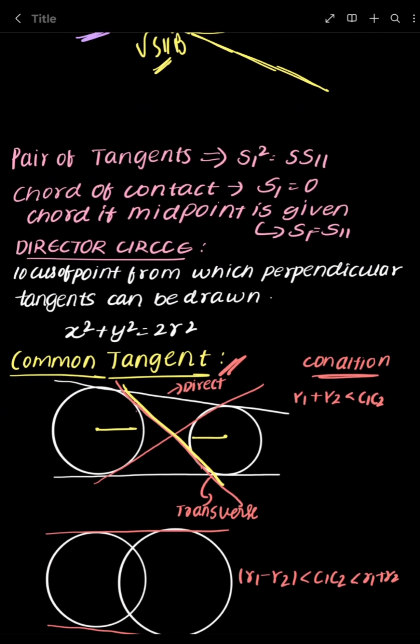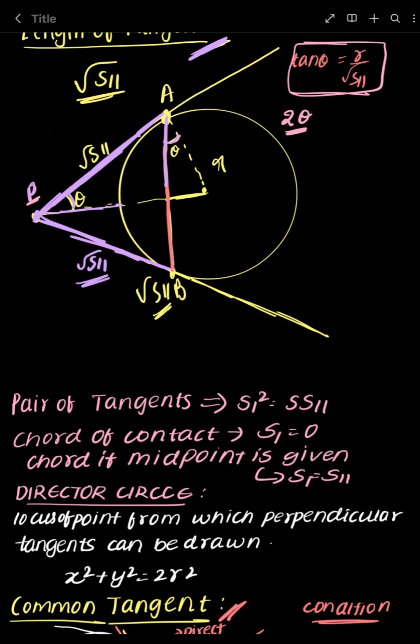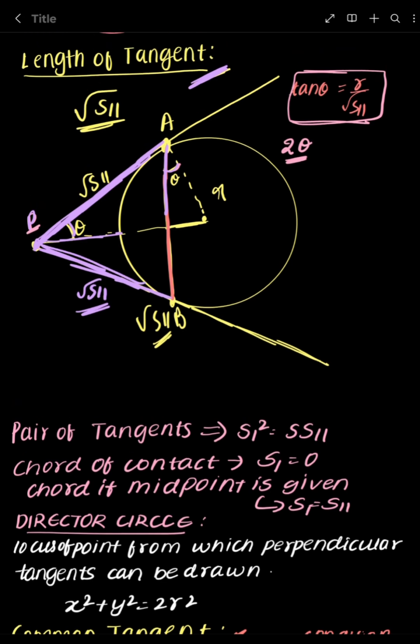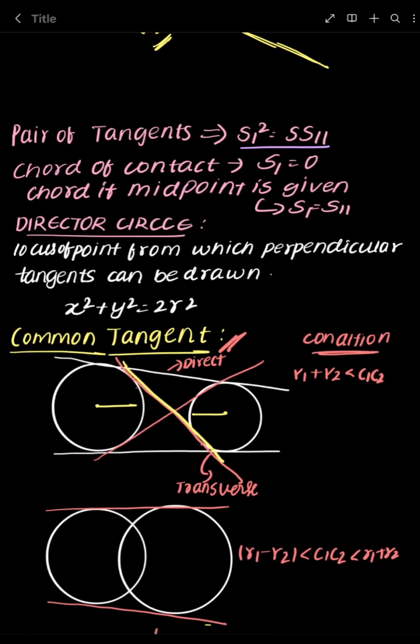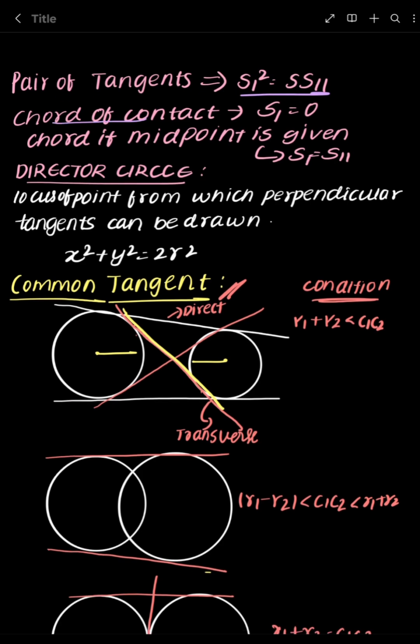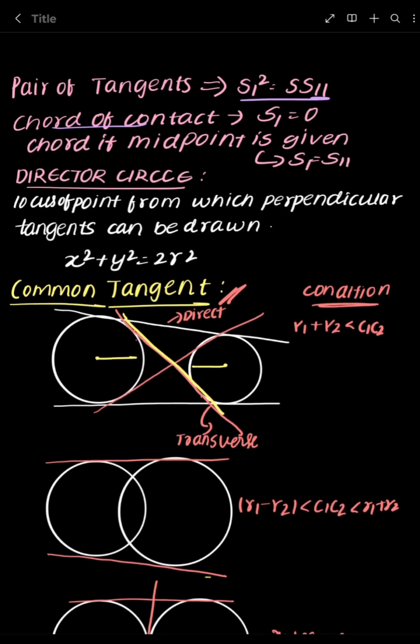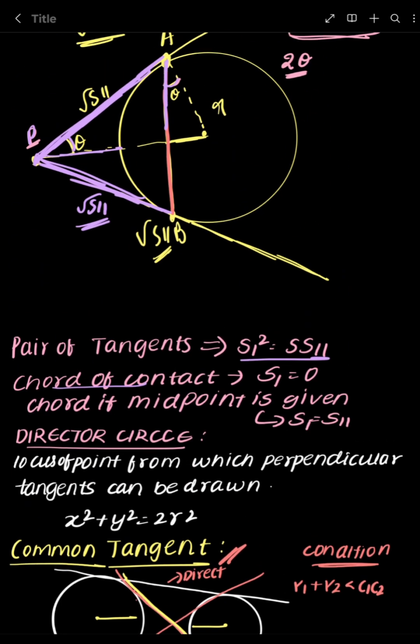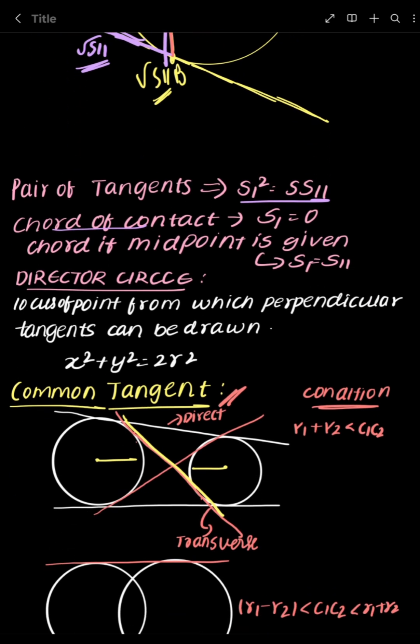Moving on, just like this, if you want to write the equations of PA and PB, the pair of tangents, it's going to be S1 squared is equal to S into S11. Chord of contact, which is S1 equals 0. What is the chord of contact? AB is the chord of contact here.